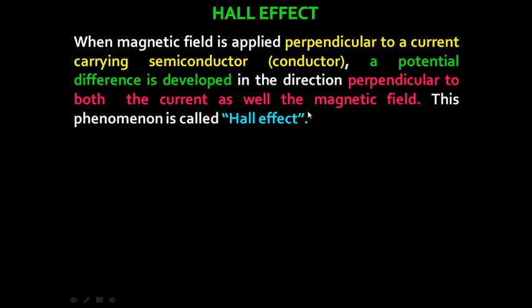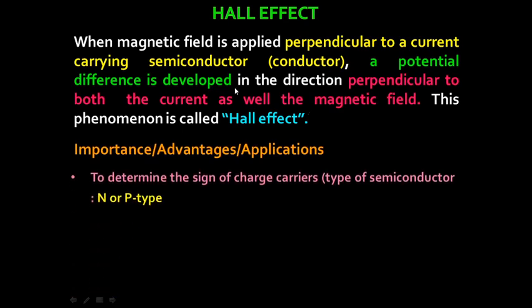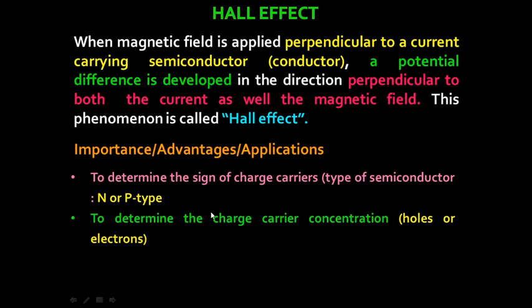So why the Hall effect? What are the importance and advantages of the Hall effect? The first important point is that the Hall effect is used to determine the sign of charge carriers, means it is used to identify the semiconducting material, whether it is n-type or p-type. The second important point is that it is used to determine the charge carrier concentration, means the concentration of holes and electrons in the semiconducting material.